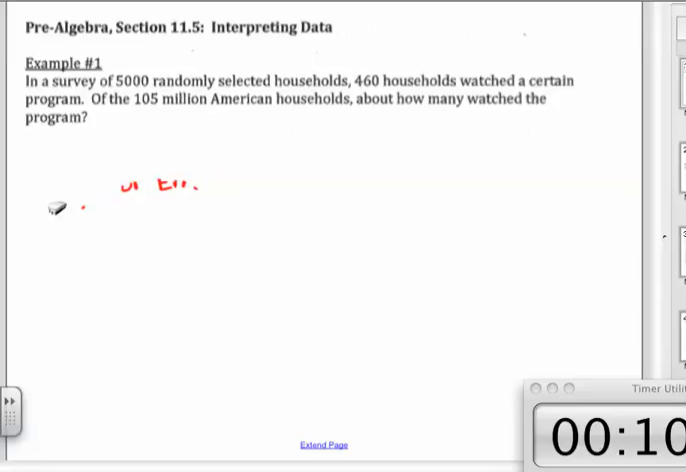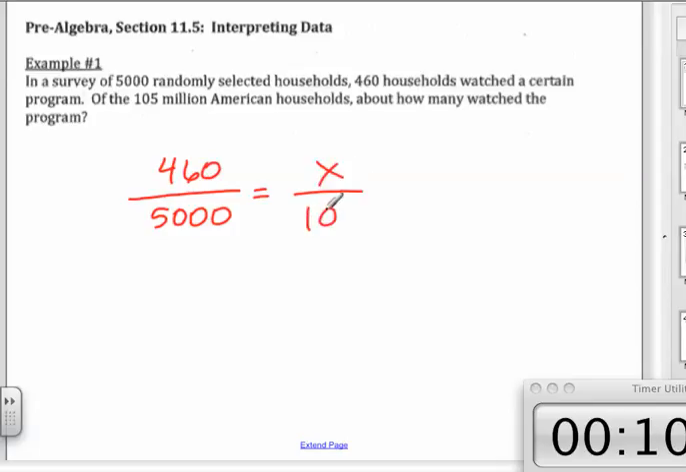All right, so for this one, if we get 460 out of 5,000, do you see how I'm writing this? Can anyone finish how I would write this? What do you think back there, Teddy? Then you put equals. Equals x over 105 million. You know what? I don't even have to say million. I can just remember that this is 105 million, so this will be in millions too. I can say million if I want, right? And just not think about it anymore.